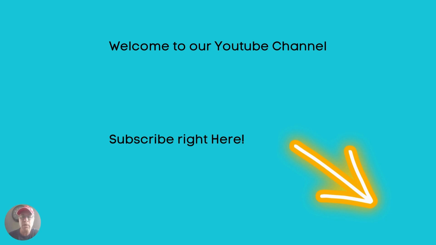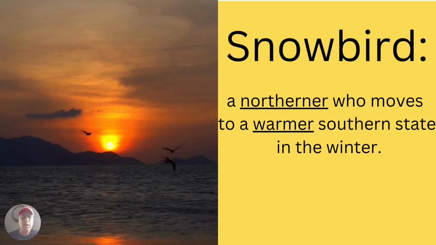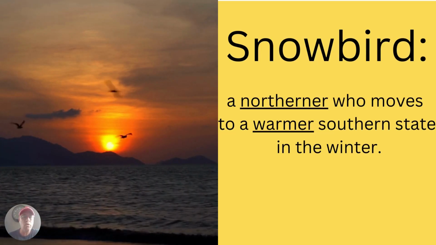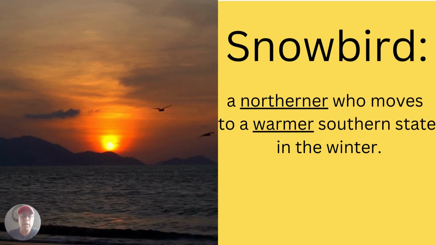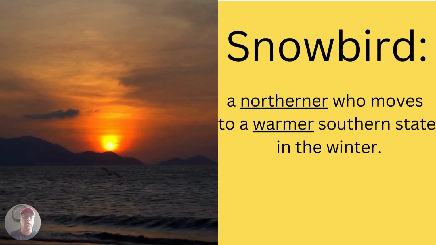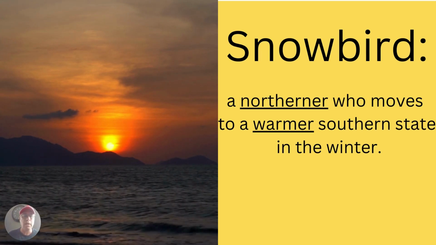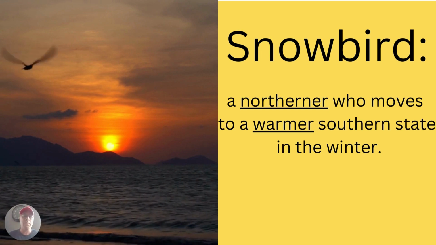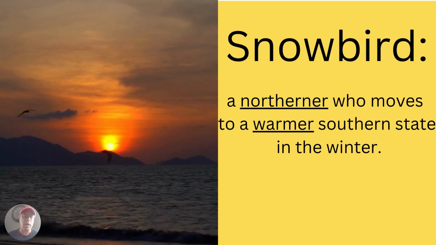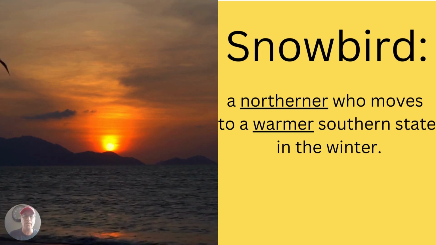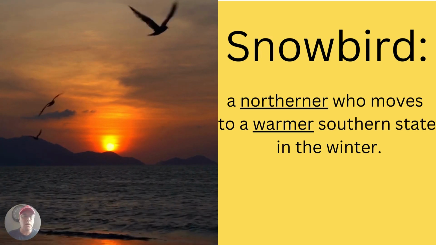So let's talk about different terms or monikers in the villages. First one, a snowbird. The definition of a snowbird is a northerner who moves to a warmer southern state in the winter. So you'll hear that term quite often in the villages, that someone is a snowbird. Most often it's the November to April time frame, December, January, February, March, April, that type of time, just to escape the cold from either Canada or the northern US.